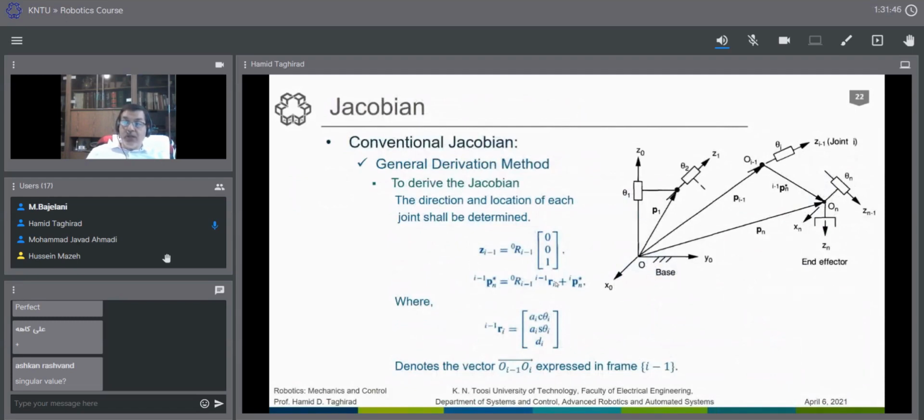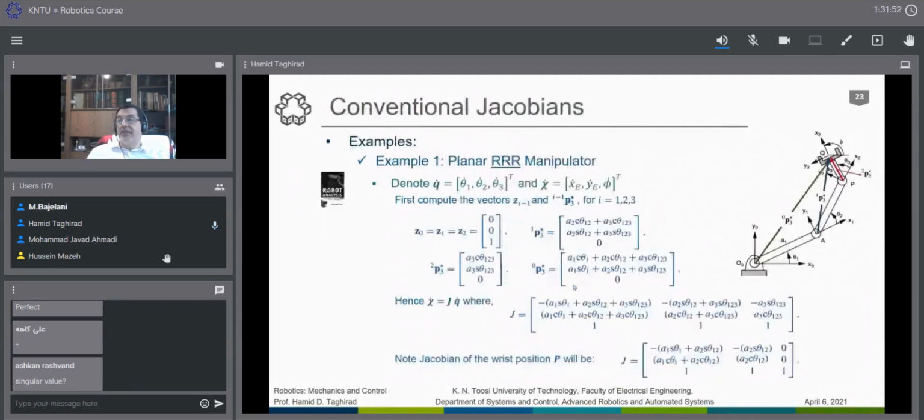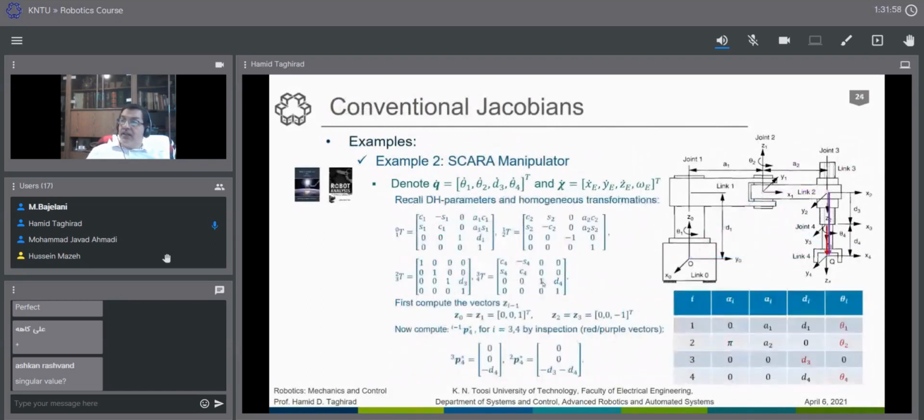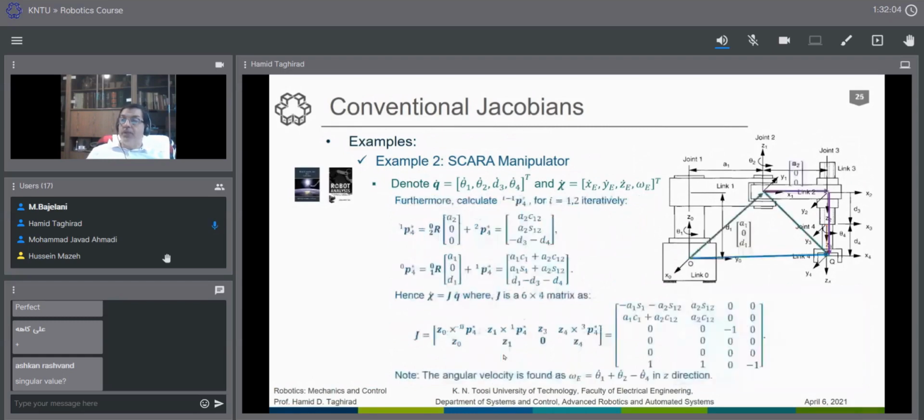We have R1 multiplied by the rotation matrix and added to the previous vector. This has been done in an iterative way. As you see, again, P4 with respect to 3, P4 with respect to 2, then P4 with respect to 1, and P4 with respect to 0. Now we have all the vectors available.